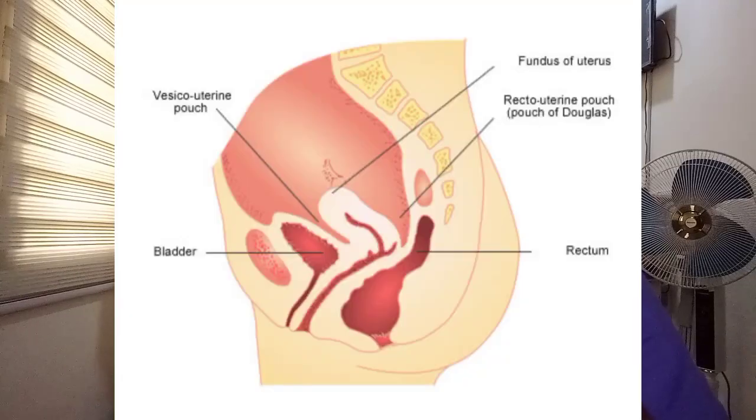Retrouterine pouch is located posterior to the uterus and anterior to the rectum of the female. It is also called posterior cul-de-sac or pouch of Douglas. Vesicouterine pouch is located posterior to the bladder and anterior to the uterus. It is also called anterior cul-de-sac. Like you see in this image, the vesicouterine pouch, the rectouterine pouch is a pouch of Douglas, and other anatomy.